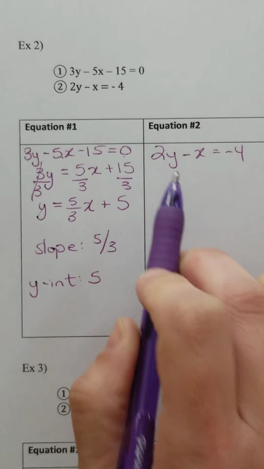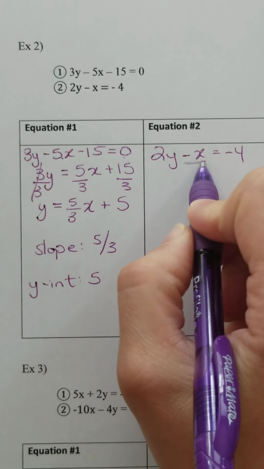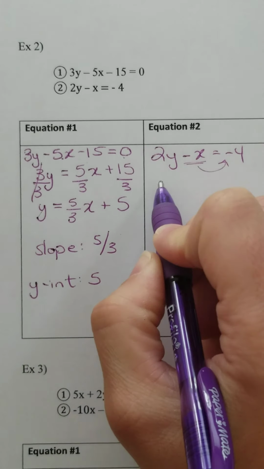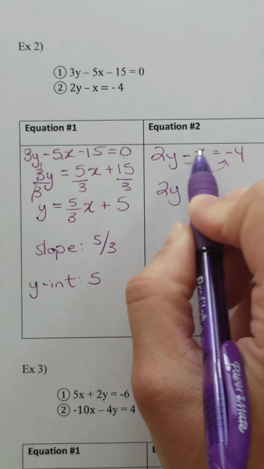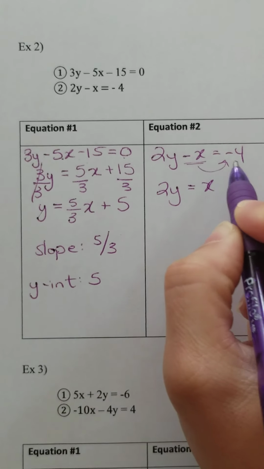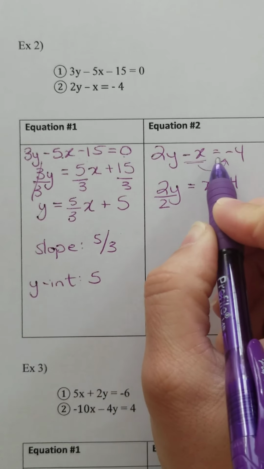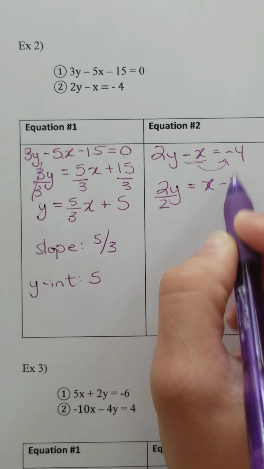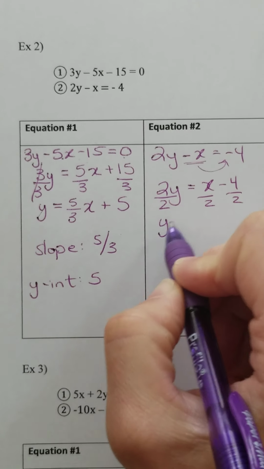Same process. Let's isolate y. So I'm going to bring that negative x, this term here, and just slide it over to that side. So I have 2y all by itself. That x came over here, but the symbol changed to positive x. And then that negative 4 just gets nudged over. The negative 4 didn't switch sides, right? It's still on the right side, so its symbol stays the same. Final step is divide everything by 2.